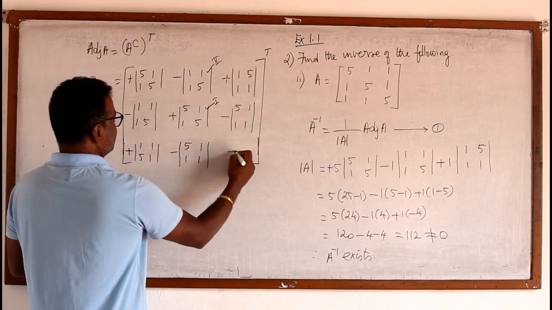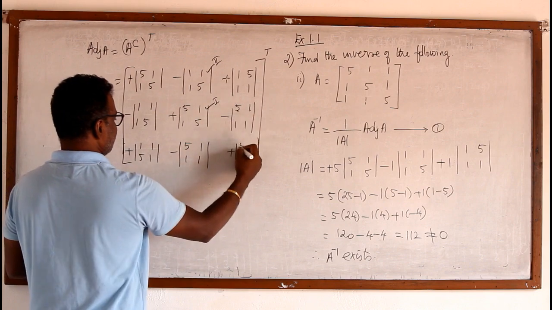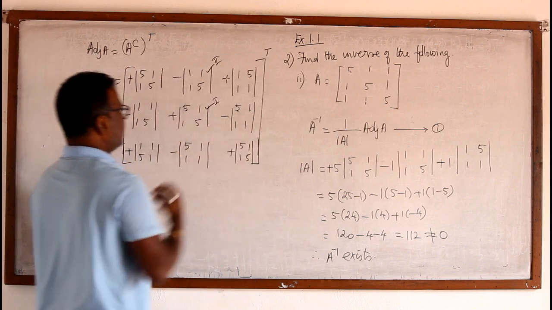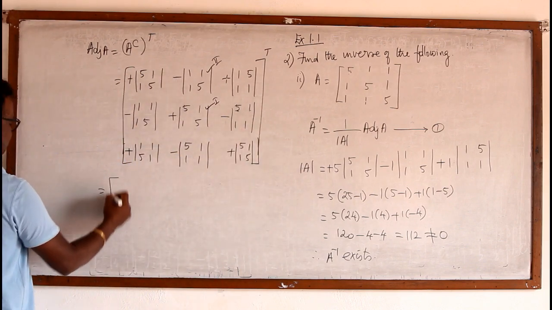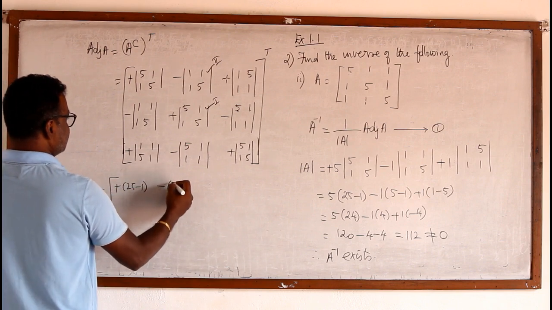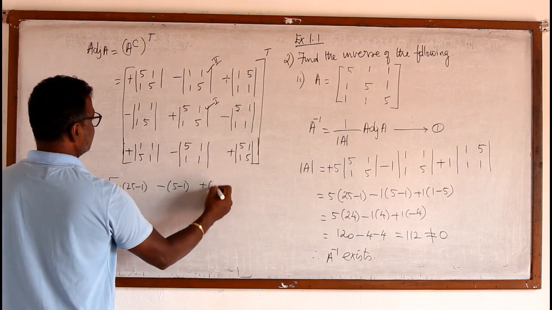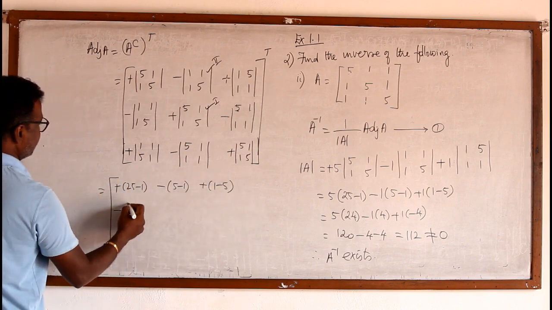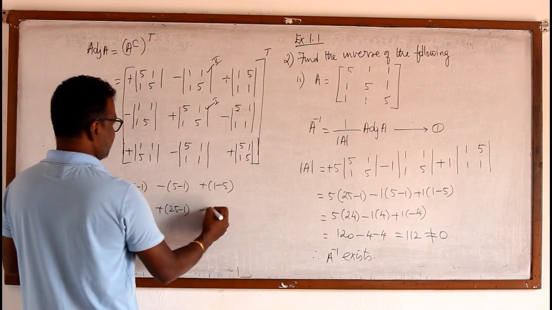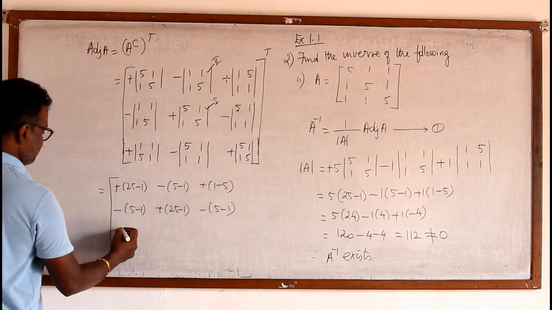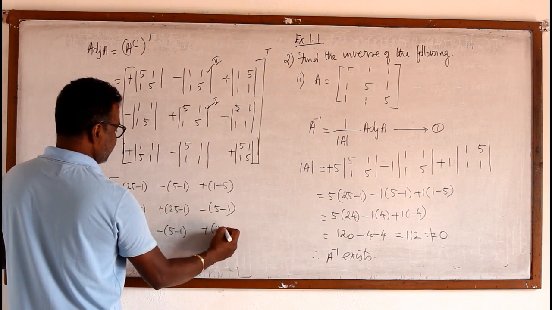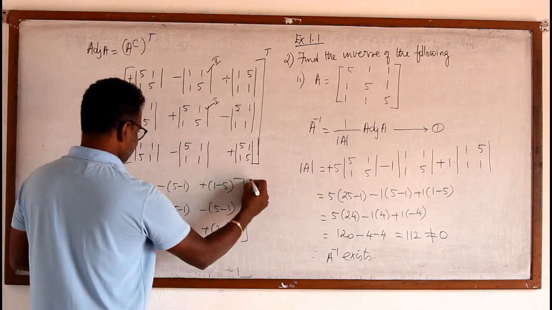Correct? Plus, first this, 5 1, second one is 1 5. Check it, 5 1 1 5. That's all. If I simplify, that gives me the adjoint. So it is plus 25 minus 1, minus 5 minus 1, plus 1 minus 5, minus 5 minus 1, 25 minus 1, minus 5 minus 1, plus 1 minus 5, 5 minus 1, 25 minus 1, the transpose.